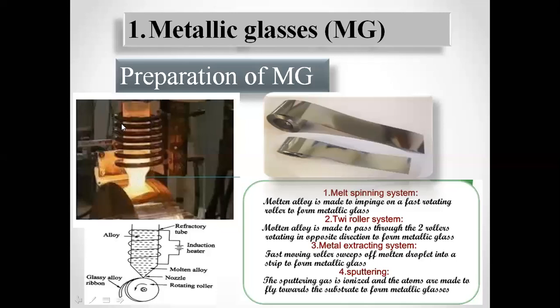Here the temperature will be in the thousands of degrees, and here the temperature will be a few tens of degrees. So you are cooling from 1000 degrees to a few tens of degrees. That means you are not giving the atoms time to arrange themselves. You are freezing the atoms in the molten state. By this method, you can get metallic glass strips and ribbons. So you can prepare metallic glasses.